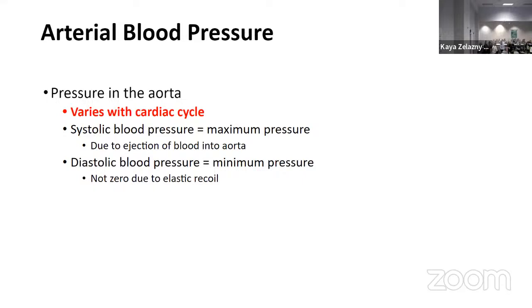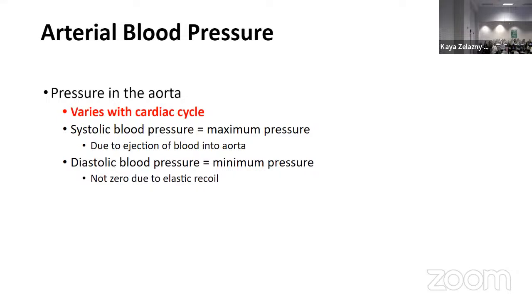So when we measure pressure, we're usually trying to estimate the pressure in the aorta. The pressure is going to vary with the cardiac cycle. The maximum amount of pressure we can have in the aorta is going to happen as we are pumping blood into the aorta, during that ventricular ejection phase of the cardiac cycle, during systole.